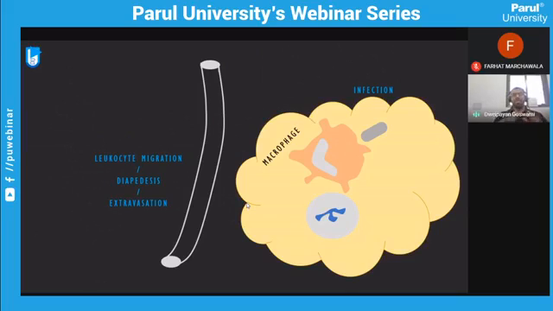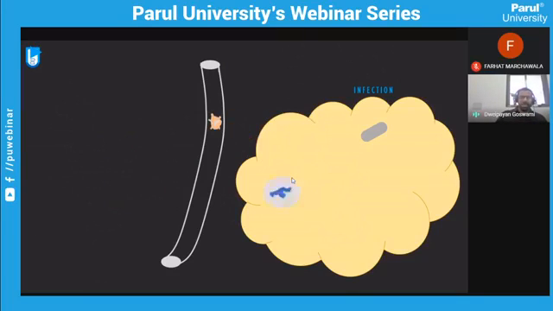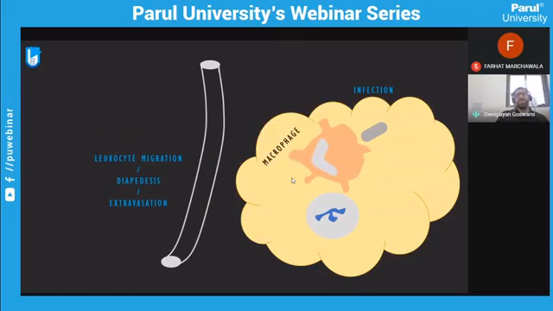Now the process that I have been showing you over here, that the neutrophil from the blood is entering into the tissue. A monocyte from the blood is entering inside a tissue and it is becoming a macrophage. This process has three different words: leukocyte migration, diapedesis, and extravasation. So there are three different terms for the same phenomenon.